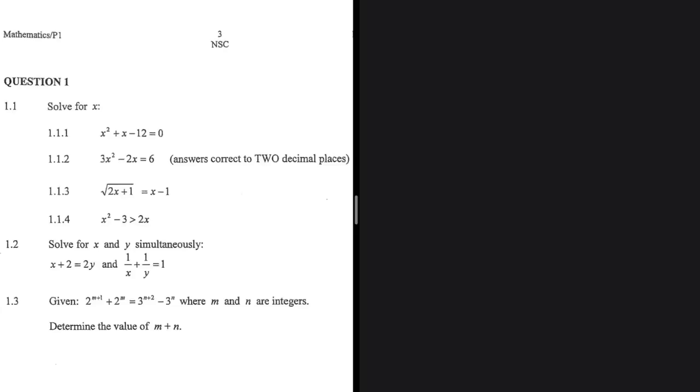Let's go ahead and solve for x. 1.1.1, we have x squared plus x minus 12 being equal to 0. Which two numbers do we multiply and get minus 12? And when we add them, we get plus 1, the coefficient of x. That is minus 3 and plus 4.